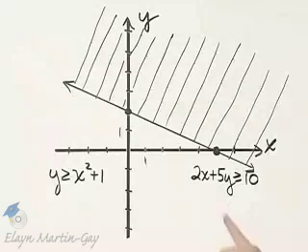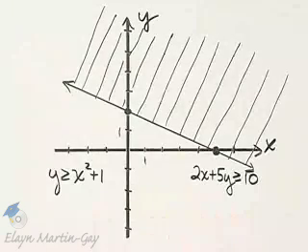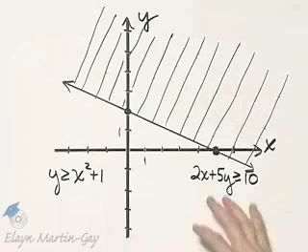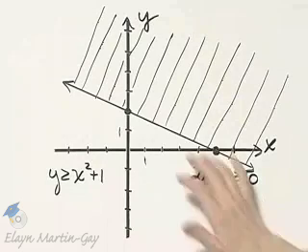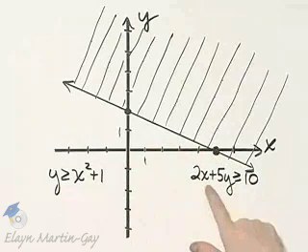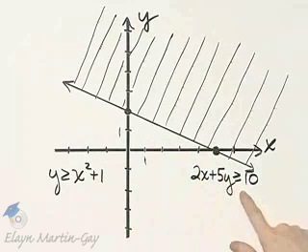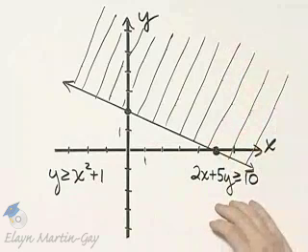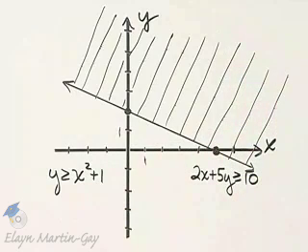We want to graph the solution of the system of inequalities, and the solution region will be the intersection of the shaded regions of each of these inequalities. So notice I already have graphed 2x plus 5y is greater than or equal to 10. There is the graph of that inequality. Let's now graph that inequality.